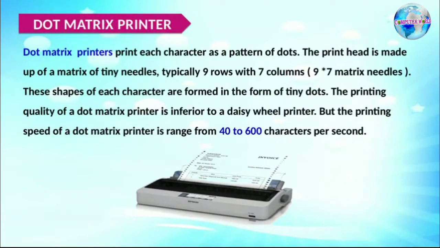Dot matrix printer. Dot matrix printers print each character as a pattern of dots. The print head is made up of a matrix of tiny needles, typically 9 rows with 7 columns. The shapes of each character are formed in the form of tiny dots. The printing quality of a dot matrix printer is inferior to a daisy wheel printer, but the printing speed of a dot matrix printer ranges from 40 to 600 characters per second.